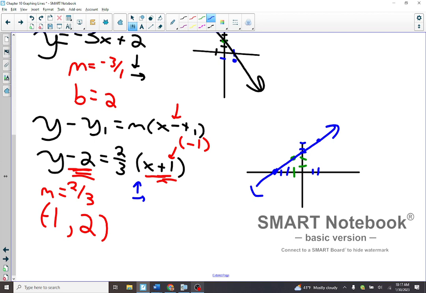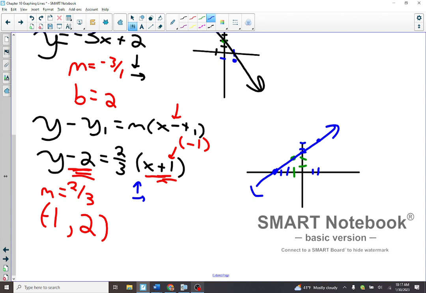If you graphed it, x is negative 1, so that's left 1. But y is positive 2, so it's up 2. Do you go up 2? You go up 2 and right 3. Rise 2, run 3. Why 3? Because it's 3 on the bottom of the fraction.